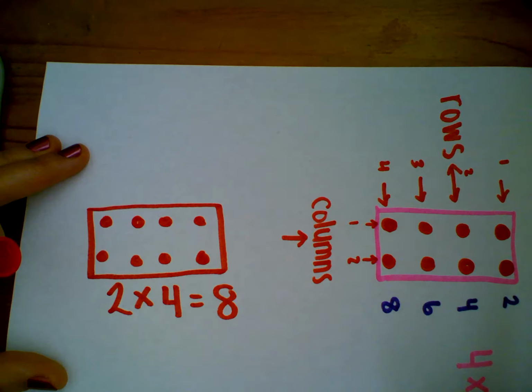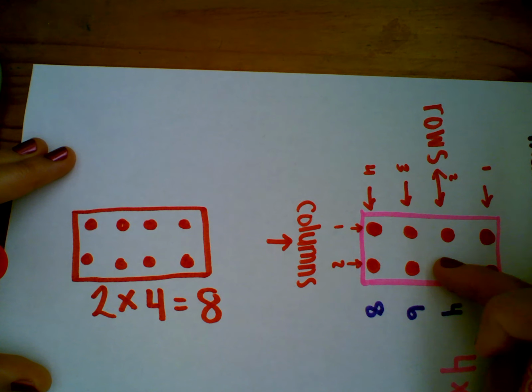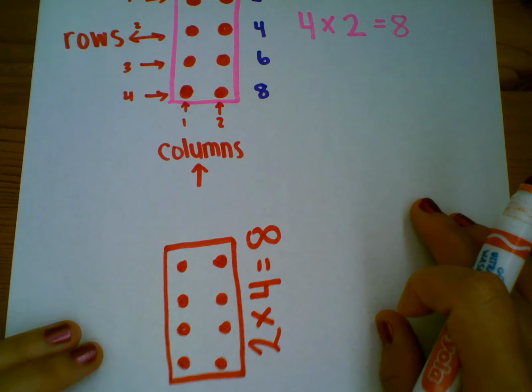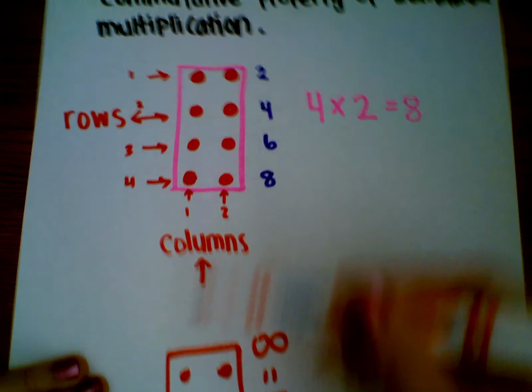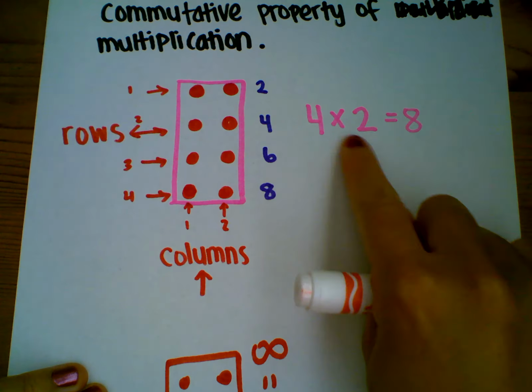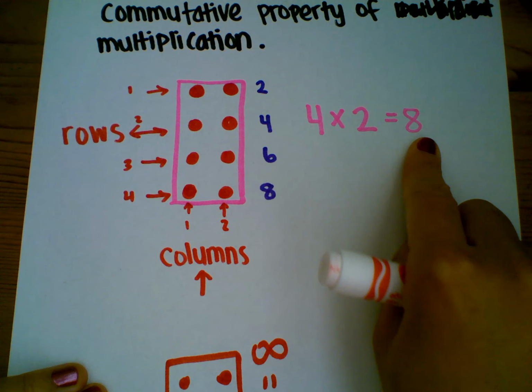Okay, so here's my array. This is the same as this one. But look, when we rotate it, now if I turn it this way, do you guys now see how it goes back to this one? 4 rows times 2, so 4 times 2 is equal to 8.